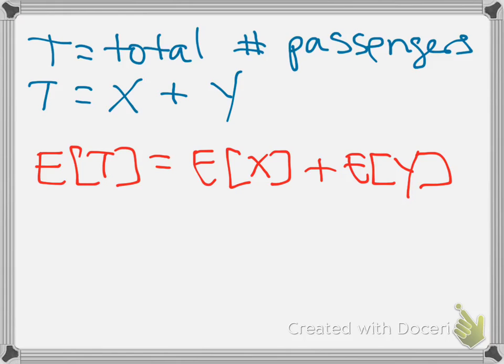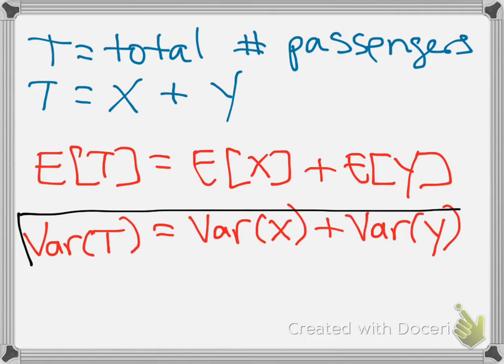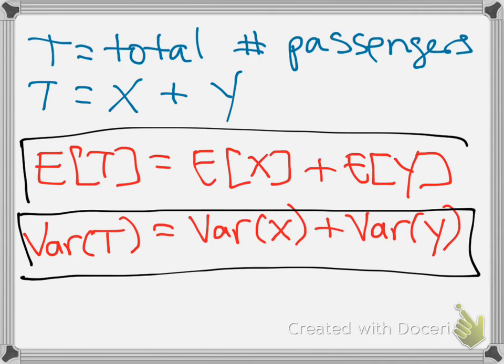To calculate the variance of this situation, it's the exact same idea. We would calculate the variance of each of our individual random variables, which we've already done, the variance of x, and then we would just add that on to the variance of y. And just by adding those two values together, we can get the variance for our combined random variable t. Now that is important to keep in mind. We add the means to combine random variables, and we add the variances.